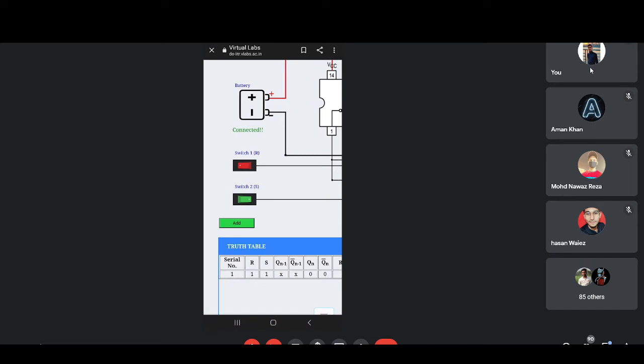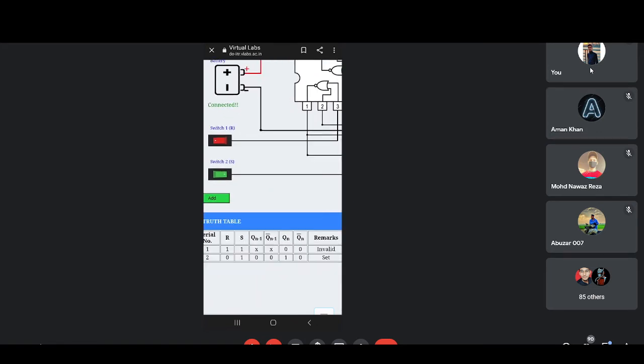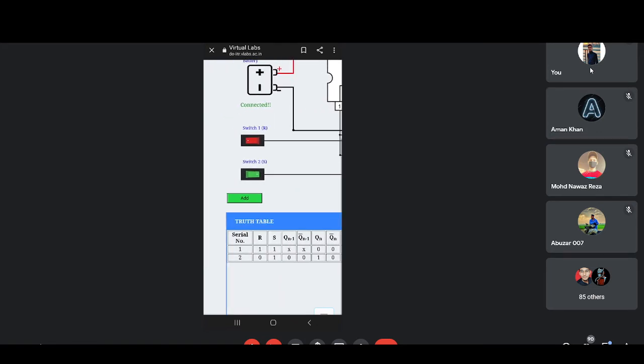What is this state, S1 R0? Set or reset? Set state. What should be the output? Qn will be 1, and Q bar will be 0. Okay, so we can add. You can see here the set state has come, and we can make this as 1 and this as 0.